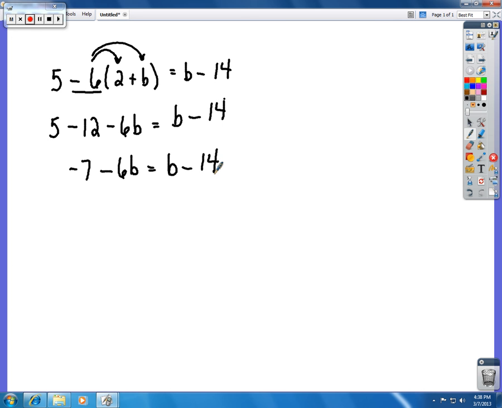Now on the right-hand side of the equal sign, we can't simplify that any further because these two things are not like terms. One has a variable, one doesn't. So we can't do anything with that on this side.